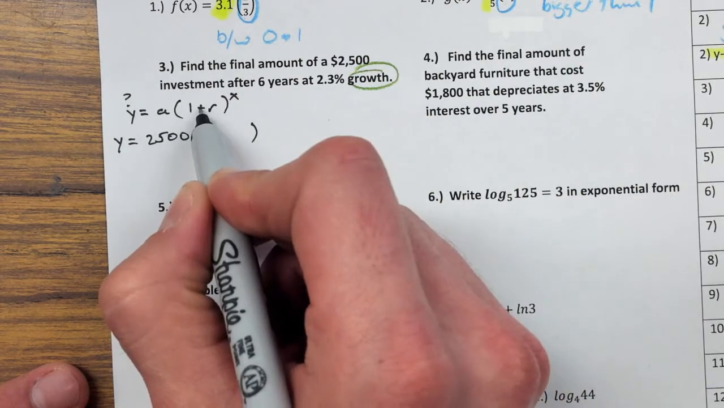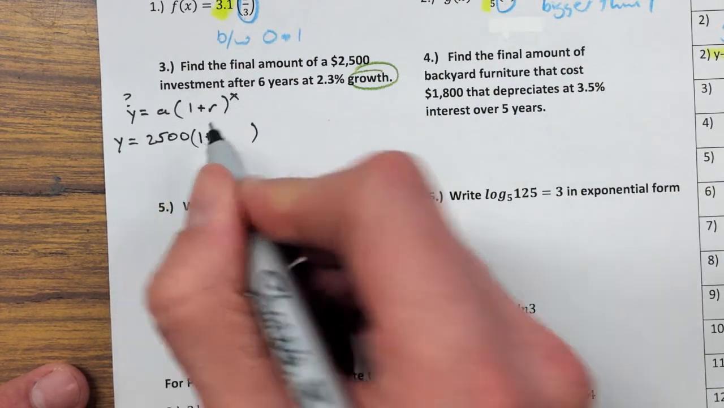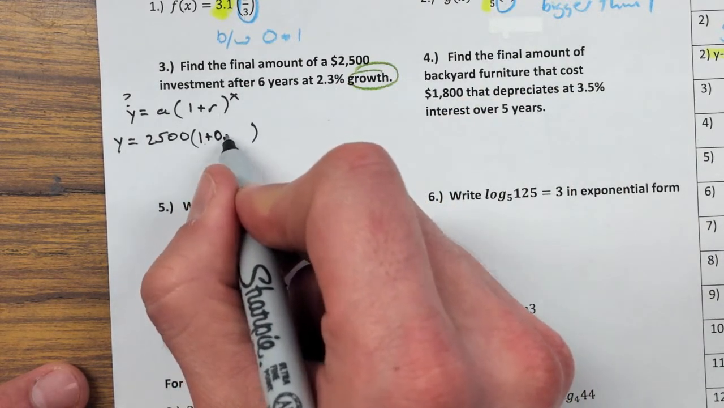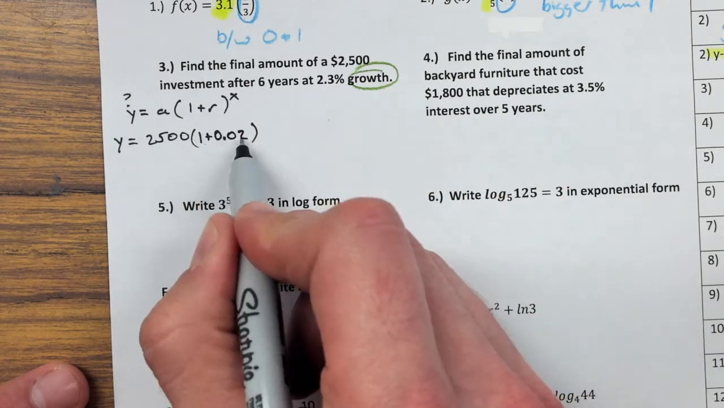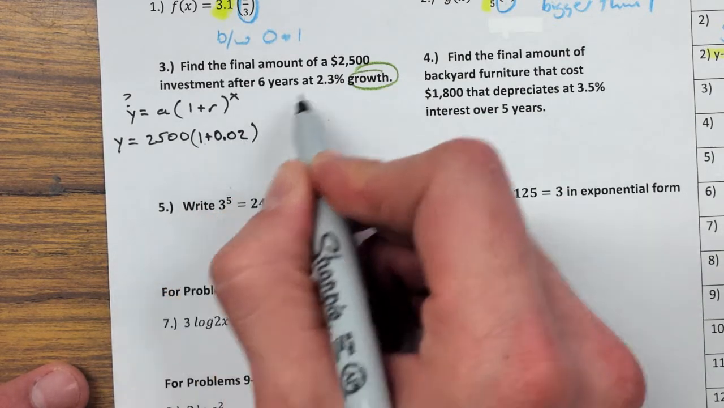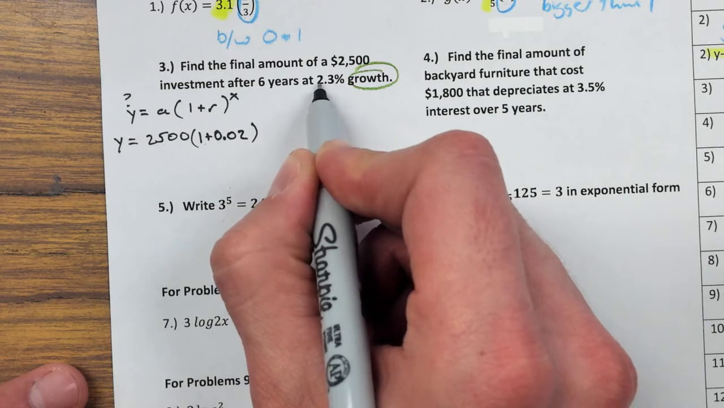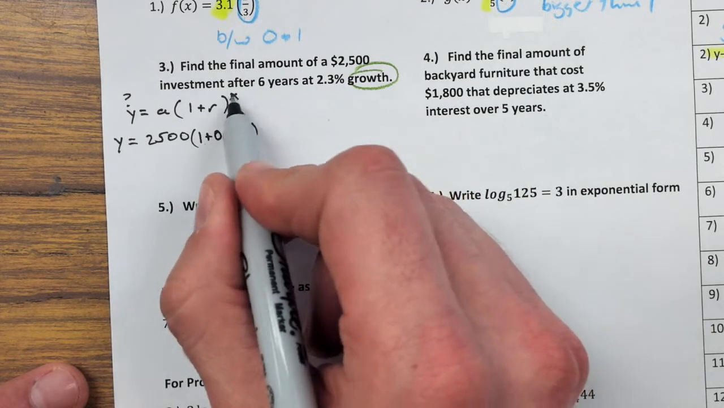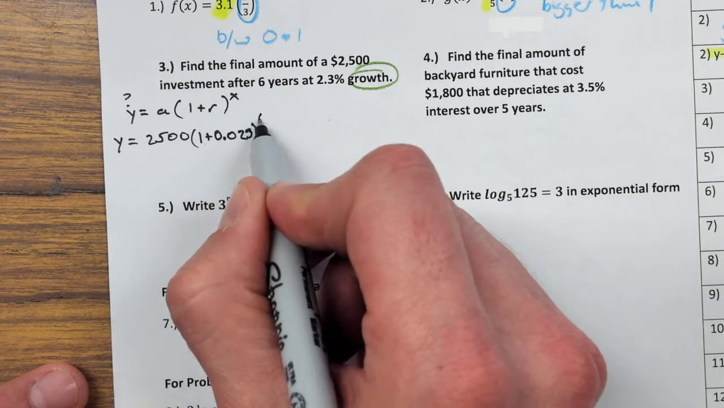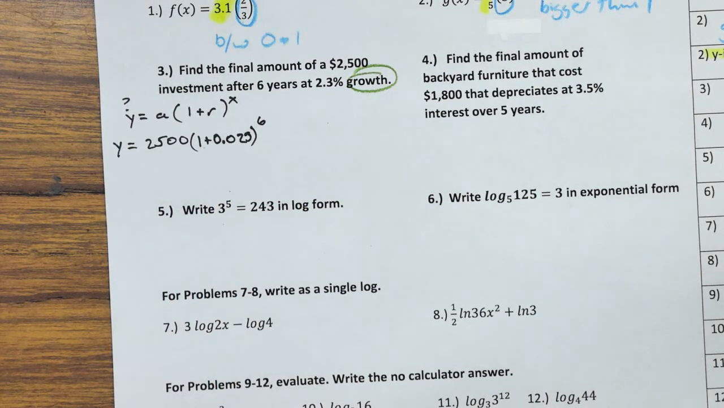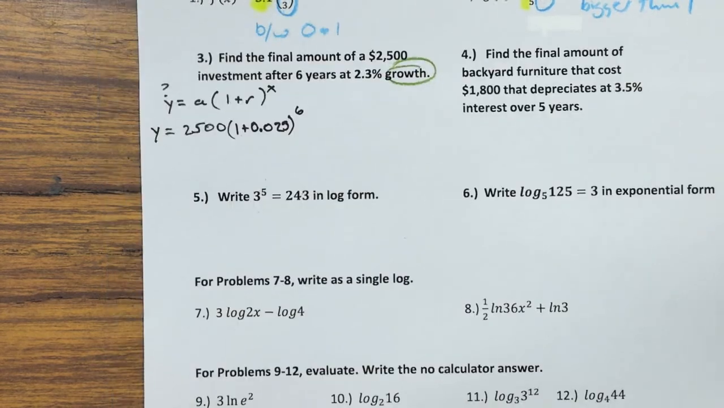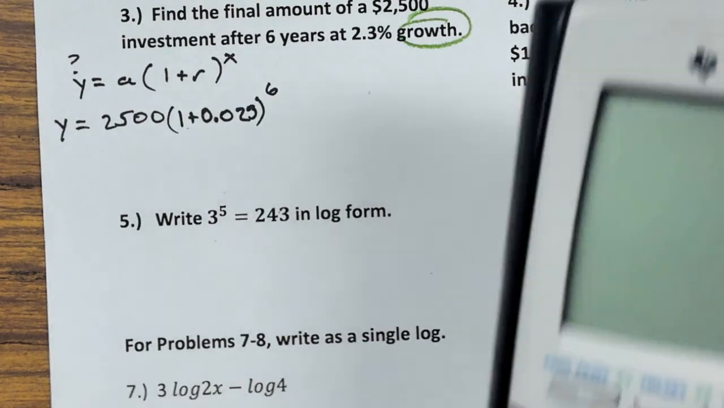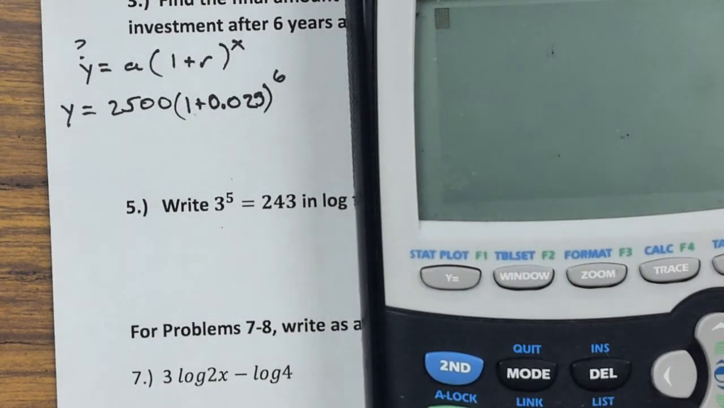Now growth was already a plus sign, so we're going to say 1 plus 2.3% has to be changed to a decimal. So 0.02 is 2% as a decimal, but this is not 2%, this is 2.3%, so we're going to put the 3 after the 2. And the exponent, the time, is going to be 6 for 6 years. Now since we have this all plugged in, we get a calculator to type all this in.